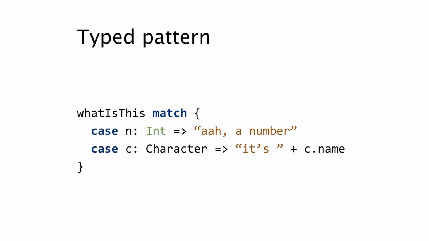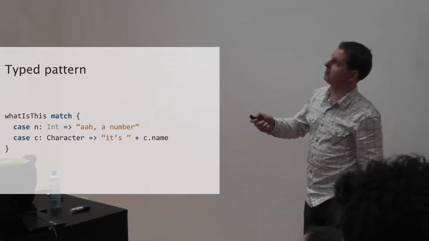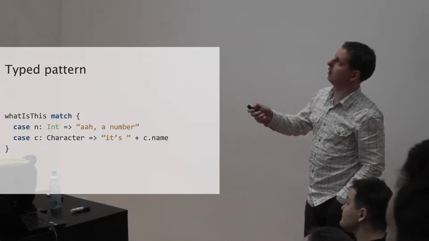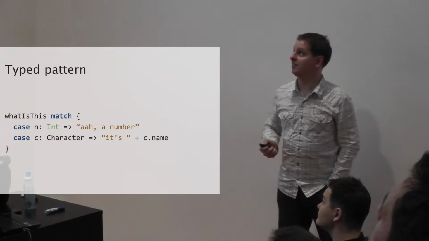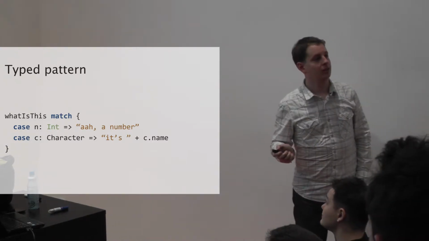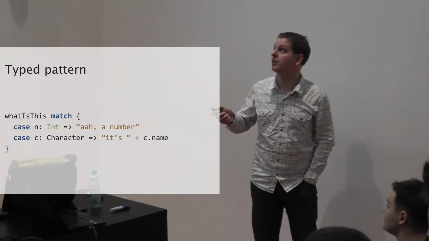So another pattern is a typed pattern. It will match anything of the particular type and create a new variable of this type and put this content into the variable. So if whatIsThis is an integer, a variable n is created of type Int, and this branch matches. And if it's not an integer, then another branch is matched. If it is a character, a new variable c is created, and the whatIsThis content is put into it.